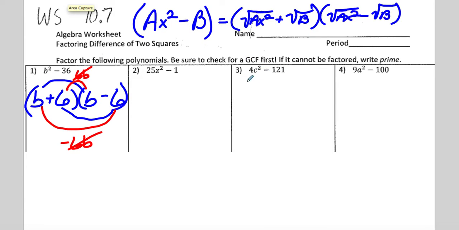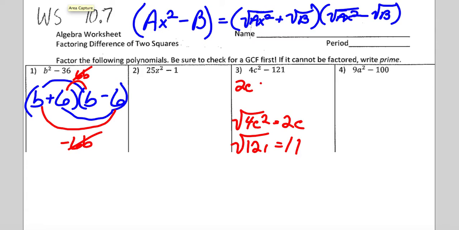Two terms being subtracted. Square root of 4 is 2. Square root of c squared is c. Square root of 121 is 11. So 2c plus 11, 2c minus 11. Give it a hug. Boom.